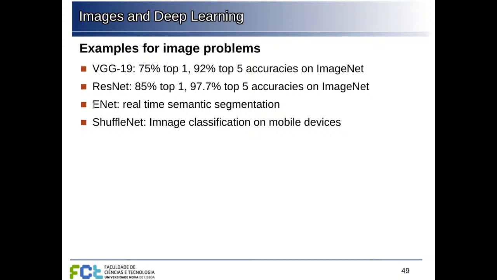And then we have specific examples. For example, this ENet is used for real-time semantic segmentation. Instead of just classifying the image, it can tell you which pixels belong to persons, to animals, to planes, and things like that. And it can do so in real time. You can process video, for example, and it keeps track of what's happening in all those images. Then you have these smaller networks like ShuffleNet that you can use on a mobile device to identify objects in images and things like that.